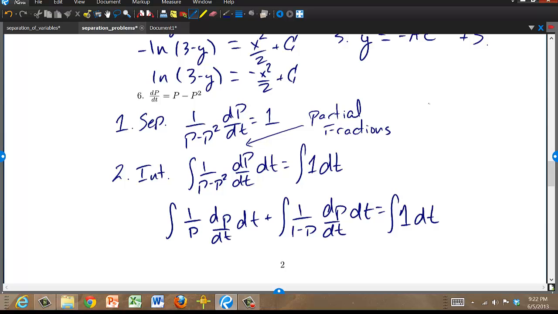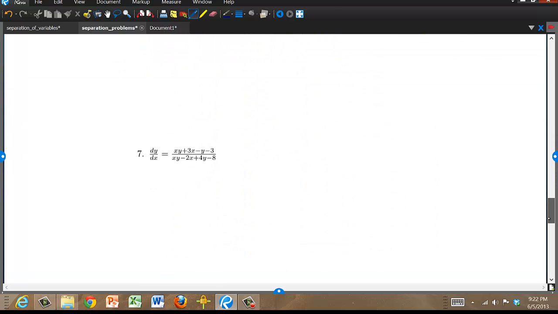So what do you get? You get the natural log of p. This integral is negative natural log of 1 minus p. That should be t plus a constant. Great, so you've done the integration. Now you need to solve. And I might need a little more room for this. Let me just go way down to the bottom. We had natural log of p minus natural log of 1 minus p equals t plus a constant.